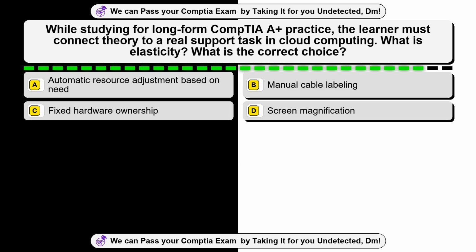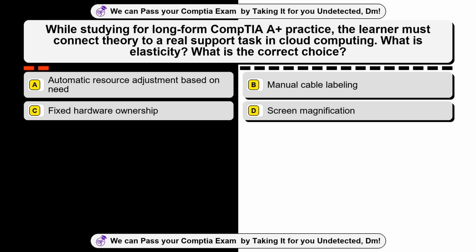Question 8. While studying for long-form CompTIA A+ practice, the learner must connect theory to a real support task in cloud computing. What is elasticity? What is the correct choice? Option A automatic resource adjustment based on need. Option B manual cable labeling. Option C fixed hardware ownership.